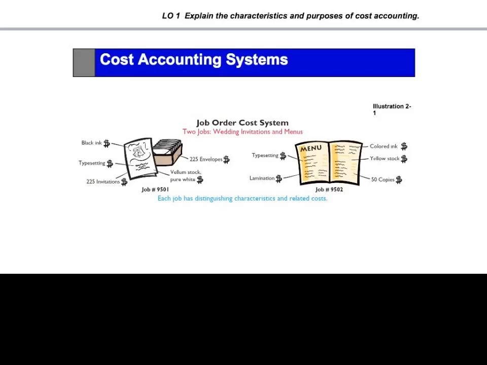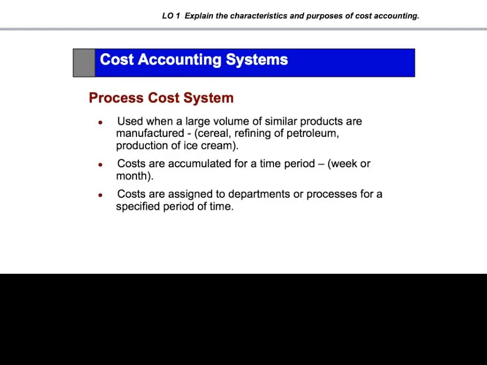So you see, we accumulate the costs to produce the one job here, and that would be the direct material, the direct labor, and the overhead that went into the production of 225 invitations. And over here, there'd be a different amount of direct material, direct labor, and therefore a different amount of overhead assigned to the job. Each job is different.